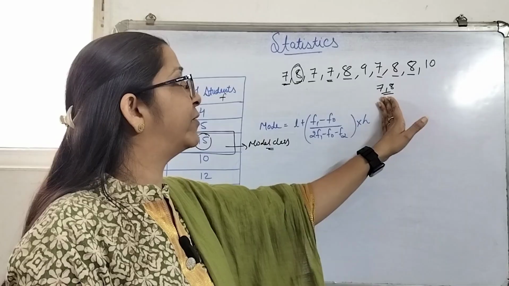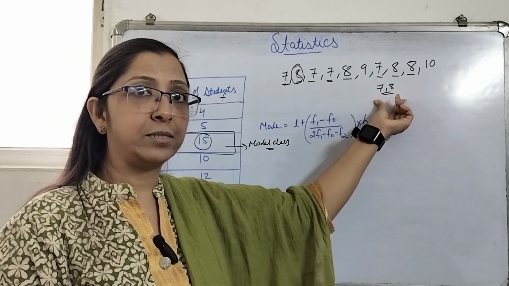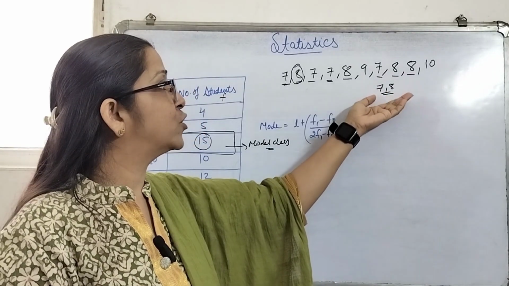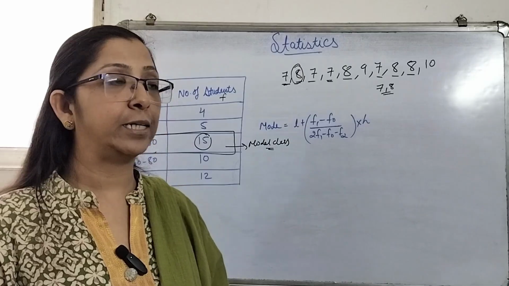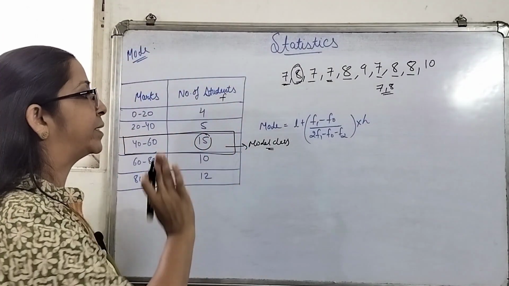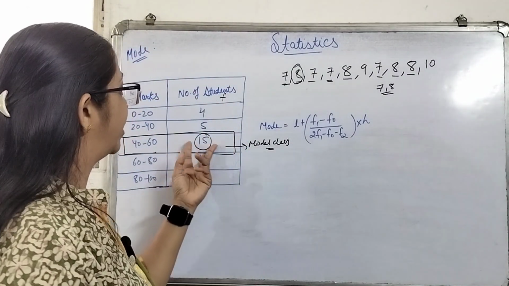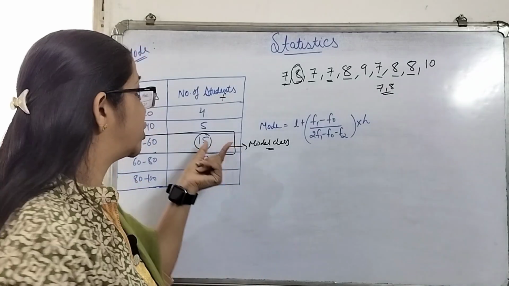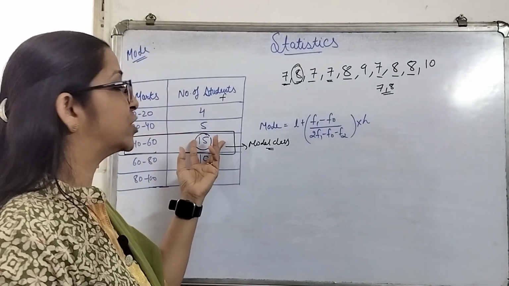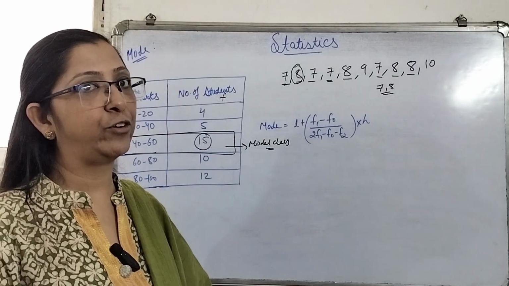That simply means 7 and 8, these two are the answers, these two are the mode, and such type of data is multimodal data. Over here, what we'll be discussing is where there is only one maximum frequency. There won't be two such numbers having the maximum frequency.